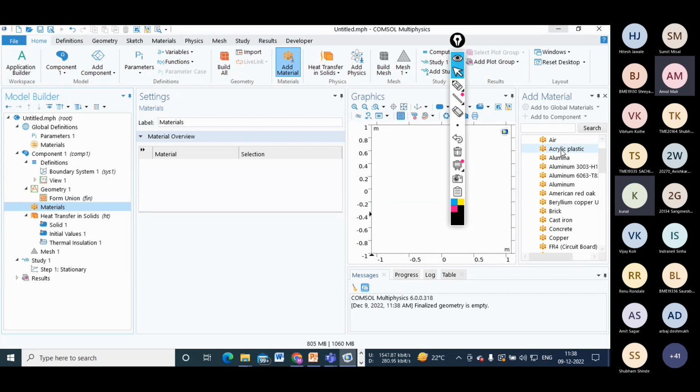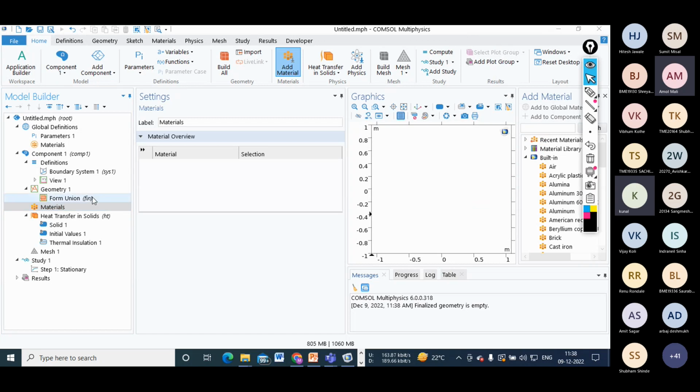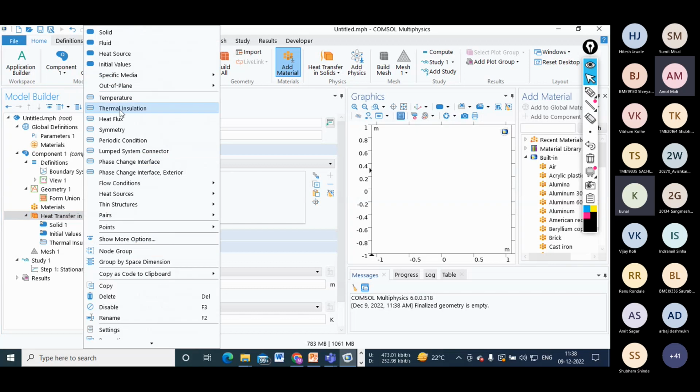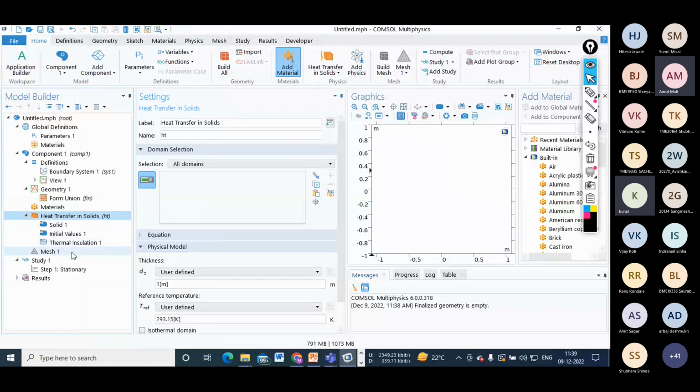For example, if you want to add air, here you can see air can be added, or different materials. Various materials are available, as per physics. ACDC, battery, bioheat, corrosion, MEMS-related problems, and piezoelectric-related problems are also solved by using COMSOL Multiphysics. Next to that, this is the physics. Inside that physics you can give the various inputs. For example, you can give the temperature or thermal insulation, heat flux, periodic condition also you can provide. And this is the meshing.